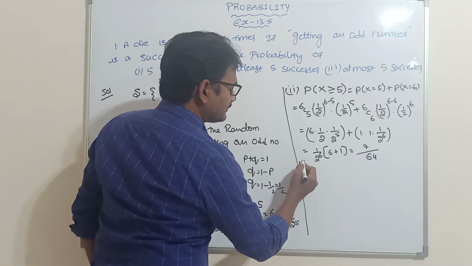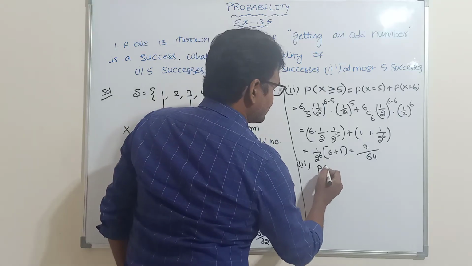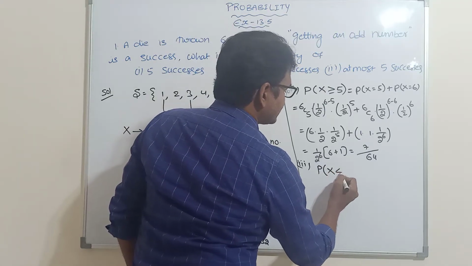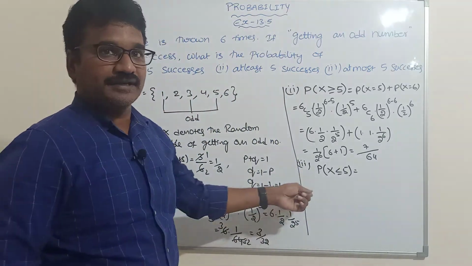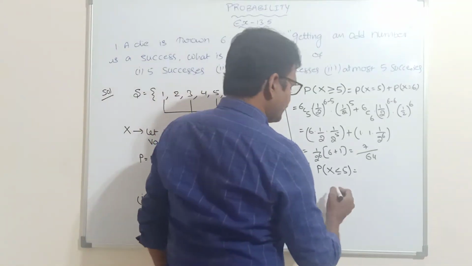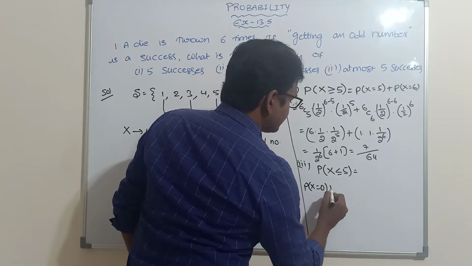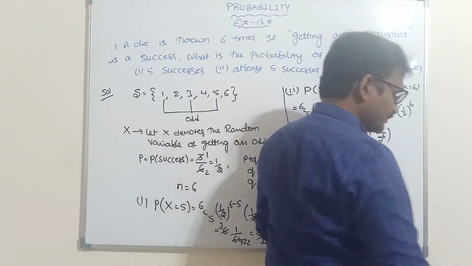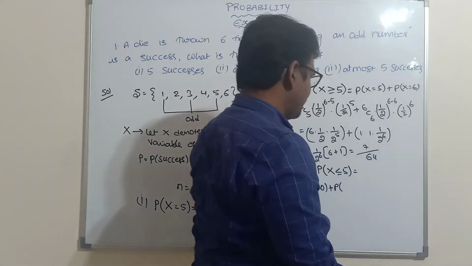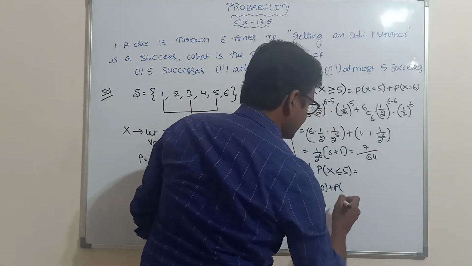For the third question, the probability of at most 5 successes. At most 5 successes means x less than or equal to 5. X less than or equal to 5 means P of x equal to 0 plus P of x equal to 1 plus P of x equal to 2 plus P of x equal to 3 plus P of x equal to 4.